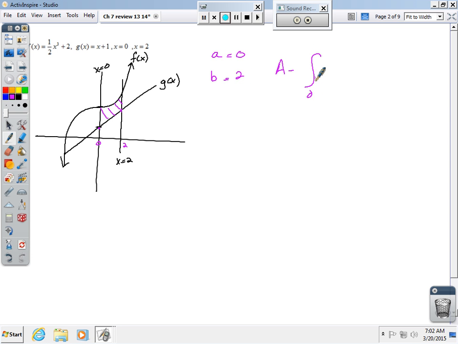So we're going to integrate from 0 to 2 the top function, which is 1/2 x cubed plus 2, minus the bottom function, which is x plus 1, dx. And again, you can use your calculator for this one. When you use your calculator, the answer ends up being area equals 2 units squared. So the answer on the answer key is correct, but the upper bound I think said 6, and it should be 2. Okay. All right, next one.